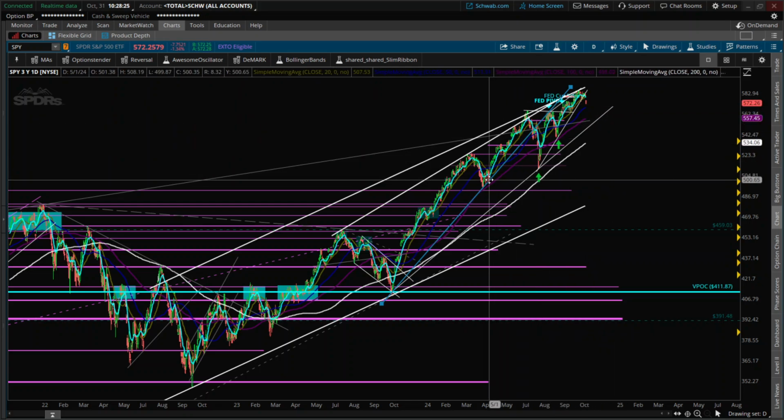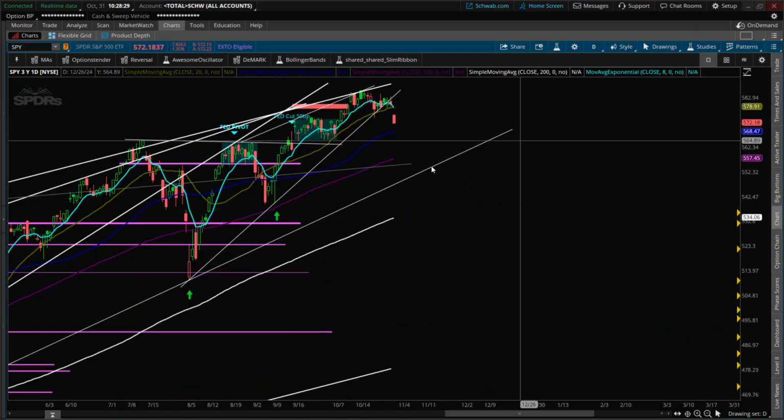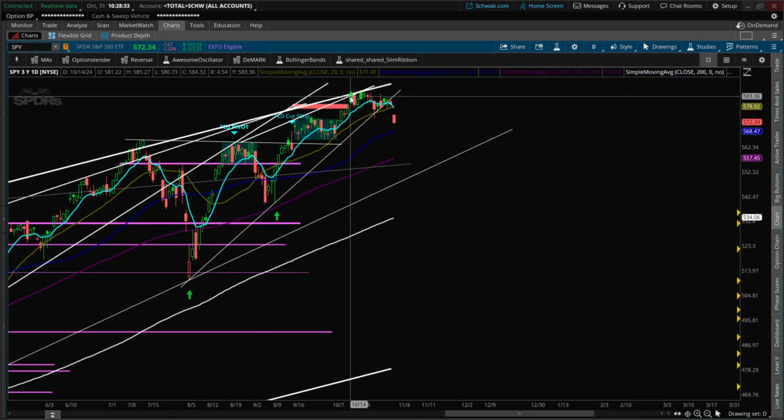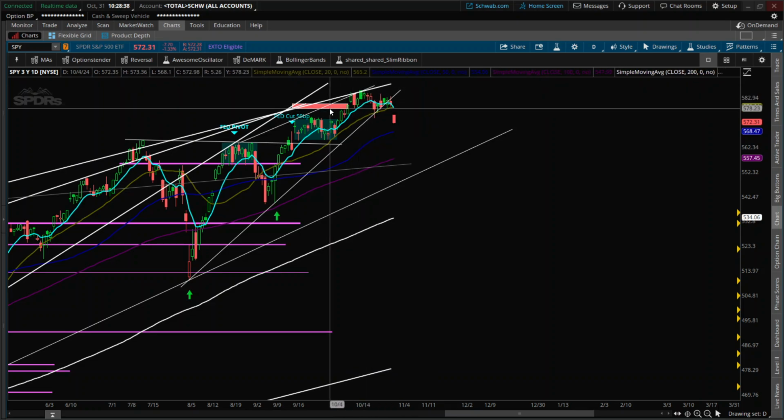So we broke down from the original one, back tested, and just kind of back tested all the way up and formed another wedge. And we filled out that wedge, got to the top with confluence here, and we're breaking down. We had our original target.